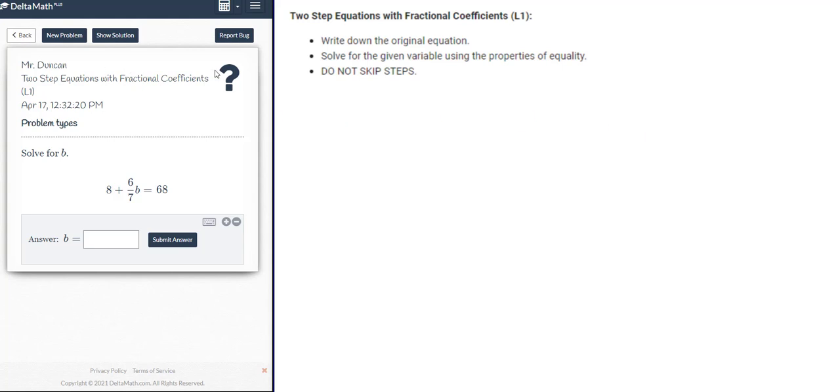Two-step equations with fractional coefficients. If it feels like you've done it before, it's because you have. This is, again, just a review getting ready for high school. So here are the instructions from Google Classroom.